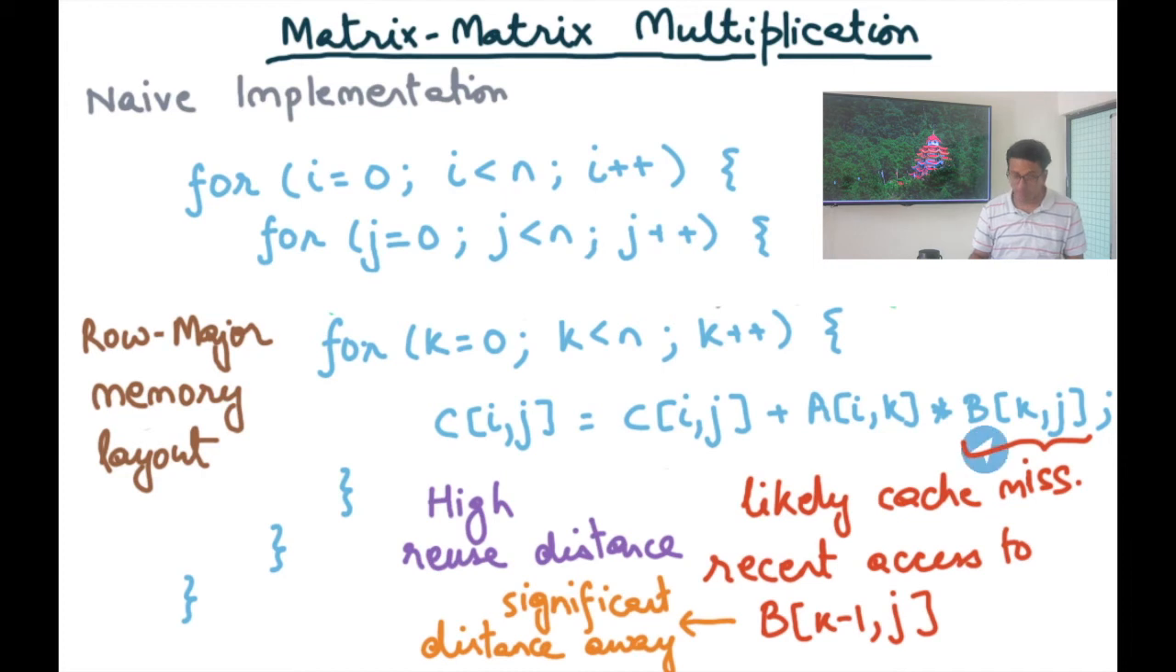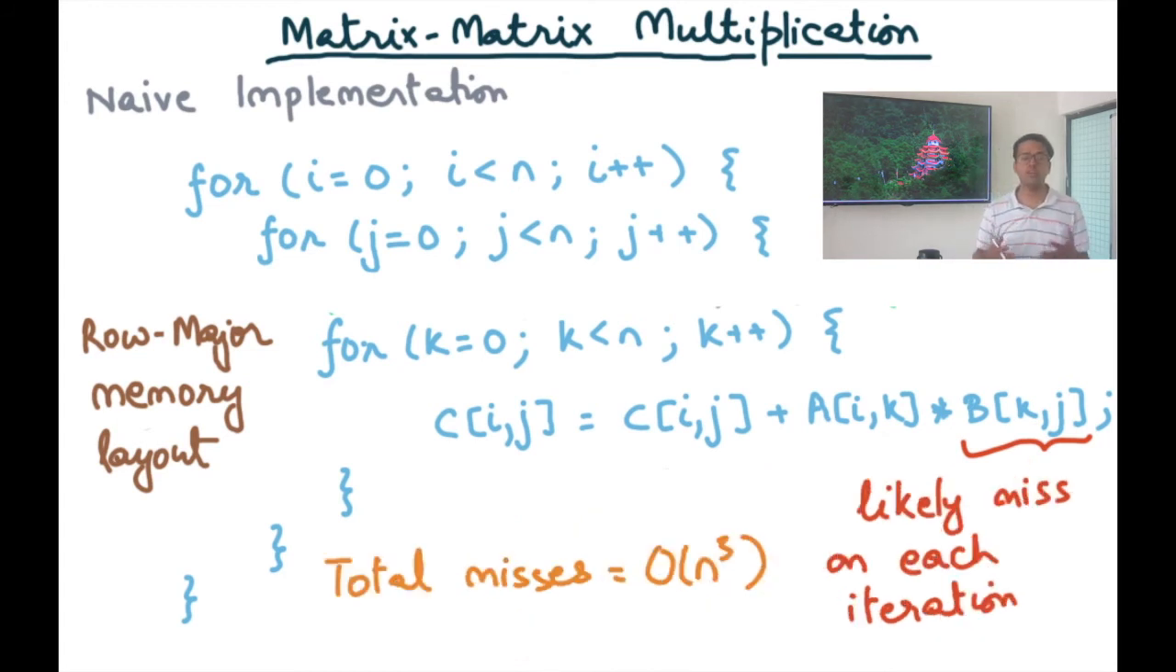On the other hand, if I look at B[k][j], then these will likely be cache misses, because the recent access would have been to B[k-1][j]. And B[k-1][j] is very far from B[k][j] because it's a row major layout. And so it is a significant distance away, and it does not fit in the same cache line of say 64 bytes. And so this exhibits a very high reuse distance. So the first access here, A[i][k], exhibits low reuse distance and has good spatial locality. B[k][j] has high reuse distance and low spatial locality, assuming row major memory layout.